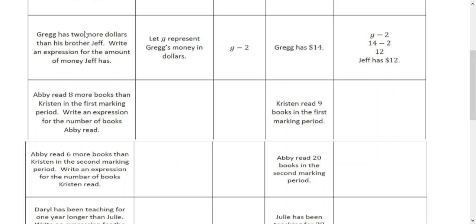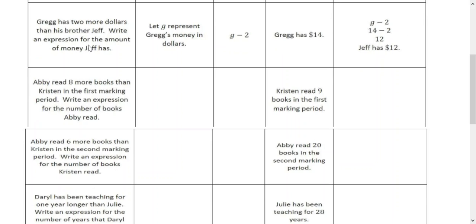So read through the first two on your own, make sure you understand it, and then I'll go through two of them, and then I'm going to have you try it. You're going to pause, and then hopefully you can do it, okay? So it says, Abby has 8 more books than Kristen in the first marking period. Write an expression for the number of books Abby read.